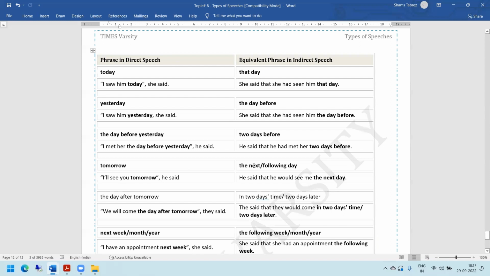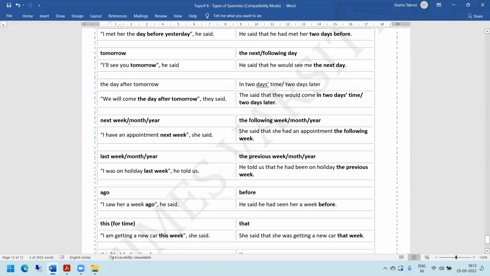Tomorrow changes to the next day or the following day. The day after tomorrow, all right? So in two days' time or two days later. For example, we will come the day after tomorrow, he said. He said that they would come in two days' time or two days later.